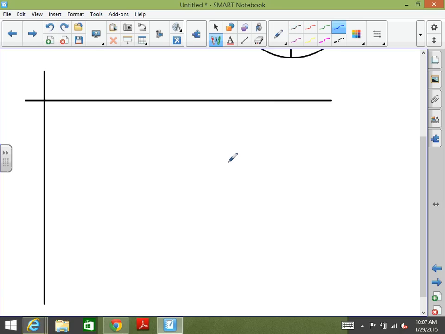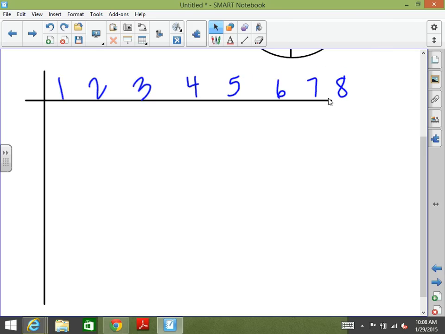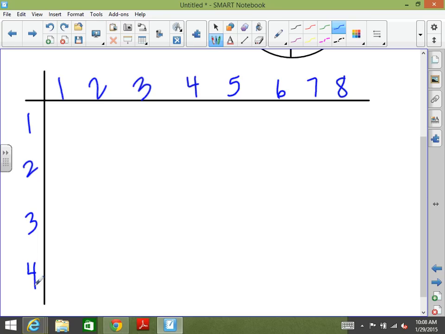Okay, the first spinner has 1 through 8, correct? Okay, so we're going to put 1 through 8 on our top line. Okay, the second spinner has numbers what? So we're going to put that down the side. And we're looking for the what? Greater than 3, right? And we're adding, so we put an addition symbol there. Okay, let's start adding up.